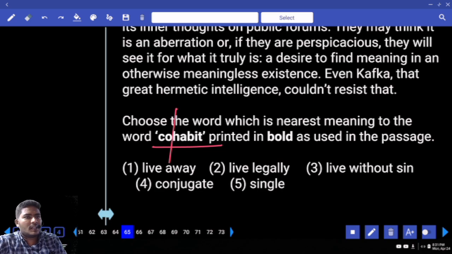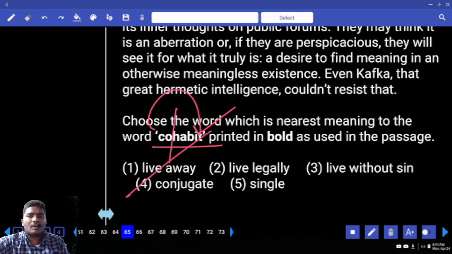Separate the word. What is the word there? Cohabit. Do you know habitation? Habitation means to live in a place. Habit is the same thing, to live in a place. Habit has another meaning as a noun, but that is a different case. And the word here is cohabit, coexist. What does it mean? Together. Live in a particular place together with the people. Look at the options: live away, live legally, live without sin, conjugate, single. Tell me your answer. Your answer is conjugate. Conjugate is nothing but living in groups.